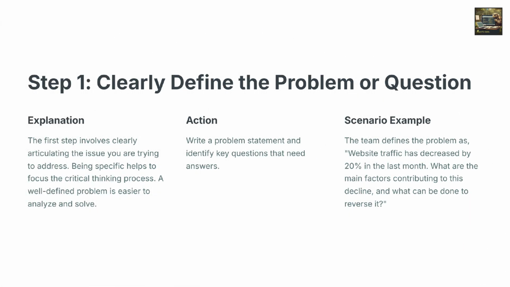The first step in critical thinking is to clearly define the problem or question. Why? Because a well-defined problem provides focus and sets the stage for effective analysis and solutions. Start by articulating the issue as specifically as possible. For example, the marketing team identifies their problem as website traffic has decreased by 20% in the last month. This clarity helps narrow the focus to key areas that need attention.